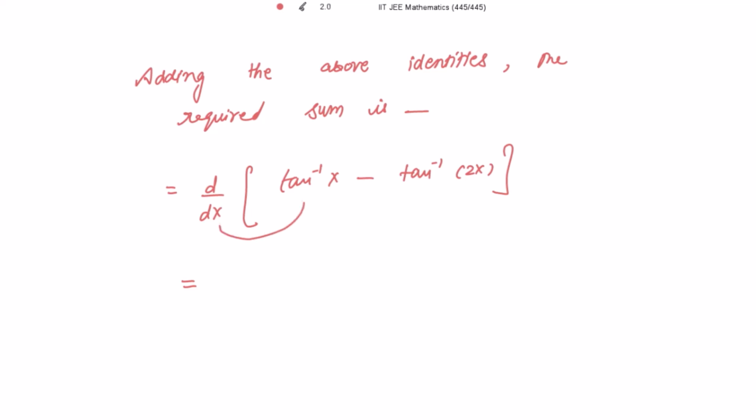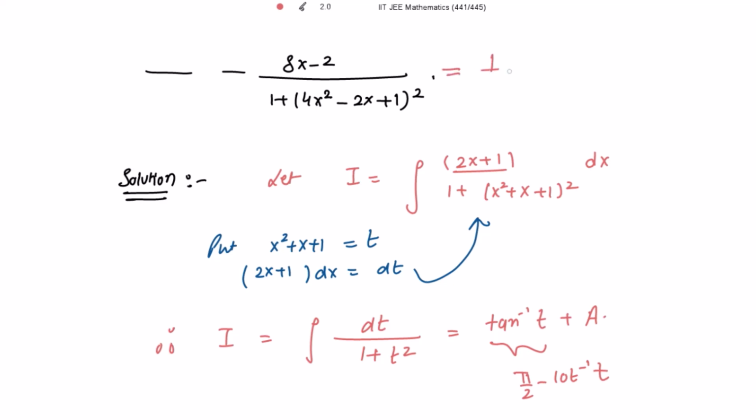The derivative of tan inverse x is 1 divided by 1 plus x square, minus the derivative of tan inverse 2x, which is 1 divided by 1 plus 4x square, and in the numerator the derivative, that is 2. So this is 2 divided by 1 plus 4x square, which is the required sum. So the required sum is 1 divided by 1 plus x square minus 2 divided by 1 plus 4x square.